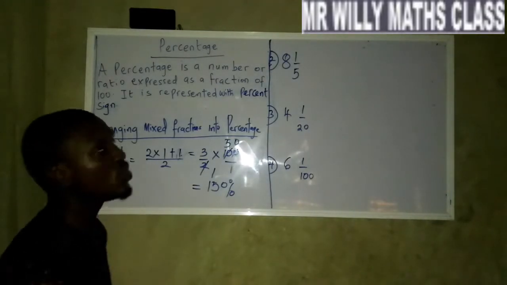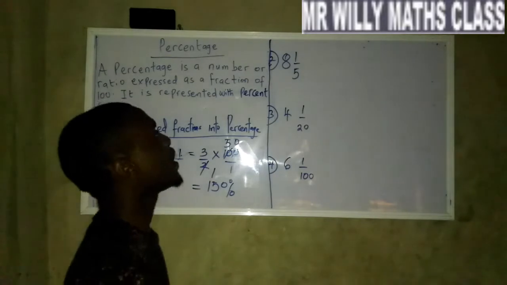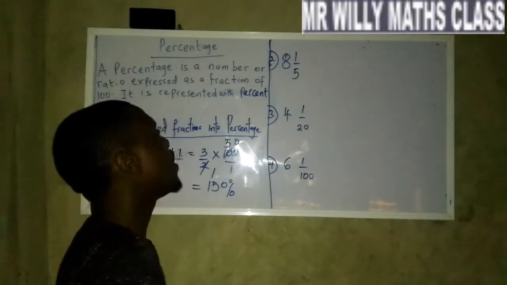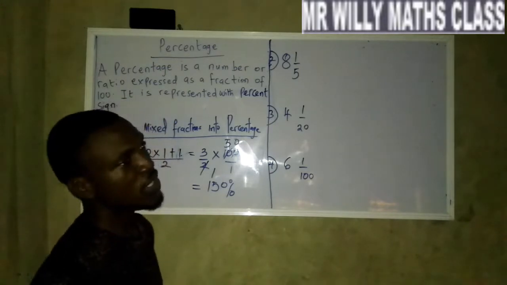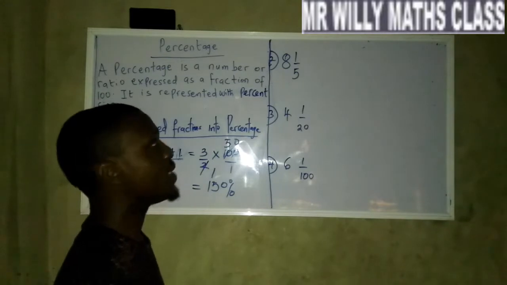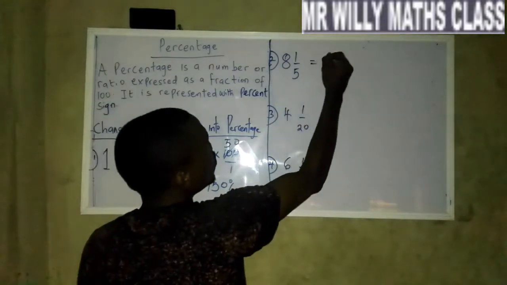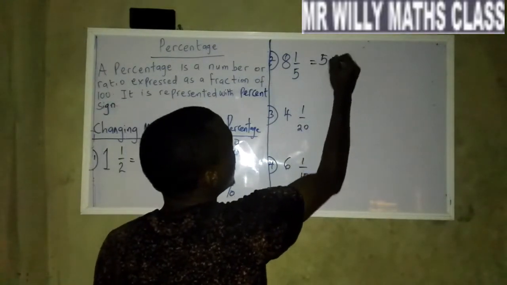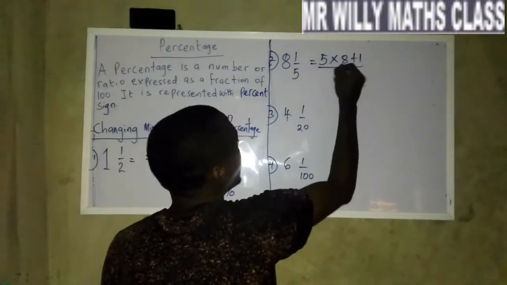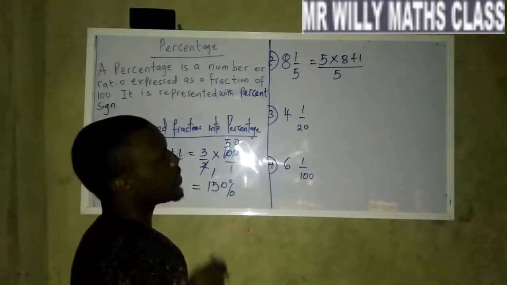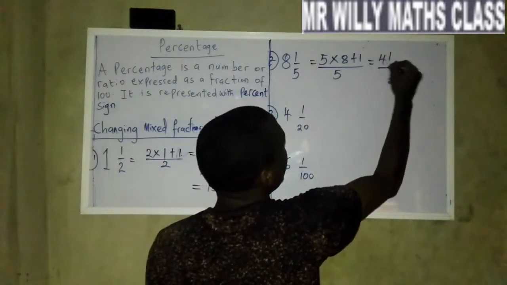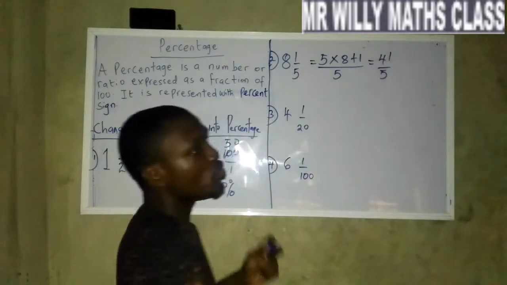Let's move on to the second question, which is 8 whole number 1/5. The first step is that you convert the mixed number into improper fraction. How do you do that? You make use of your denominator, you multiply with the whole number, then you add the numerator. This is how we are going to do. You use your 5 times 8 plus 1 over 5. 5 times 8 is 40 plus 1, that's 41 over 5.